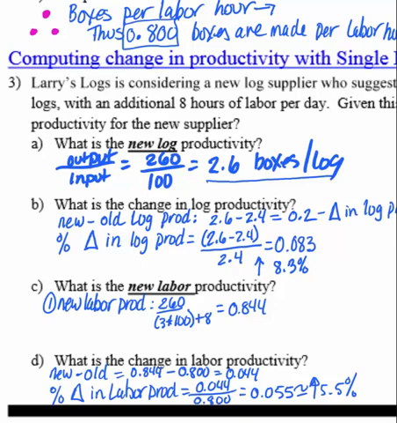But then to compute the percent change in labor productivity, we've got to do the new minus old over the old. So that's what we have here. This is the change on the numerator here. And then we divide it by the old for an increase of 0.055%.